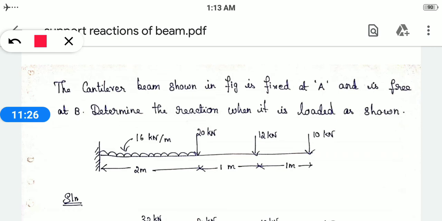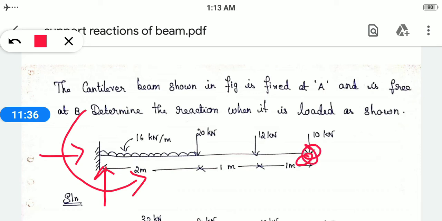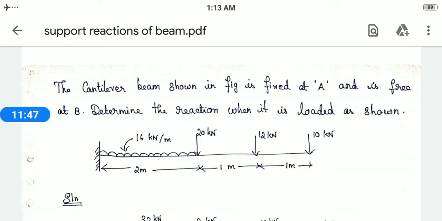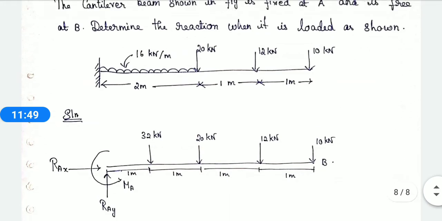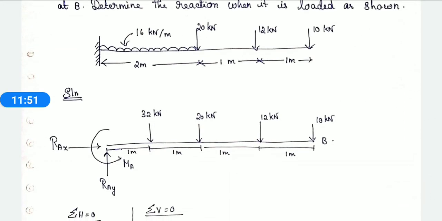When it is fixed like this, we know that the reaction will be two reactions plus one moment. This is what the reaction is. At the free end, there will not be any reactions at all, so only at the fixed end it will have three types of reaction, that is two reactions plus one moment. So we have to find the two reactions plus one moment. That is what I had mentioned in this diagram.